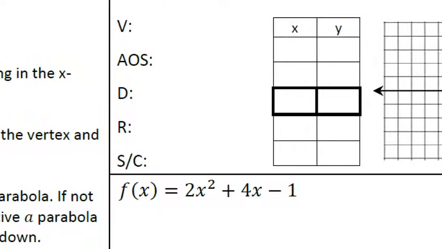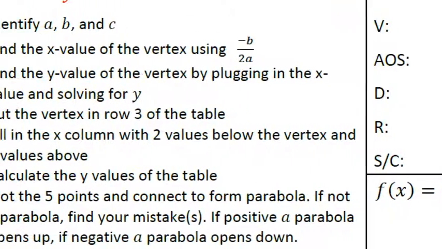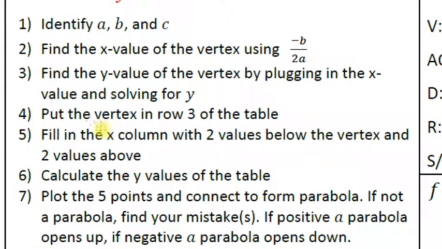You're going to see that when you're graphing a standard form quadratic, you're going to make an xy table with 5 spots in it, 5 rows. The vertex is going to go right in the middle of that table. Then, step number 5, you're going to fill in the x column with 2 values below the vertex and 2 values above. You'll see how I do that in a moment. Step number 6, calculate the y values of the table. Basically find the y values of the other 4 rows in your table. And then number 7, plot the 5 points and connect them to form a parabola.